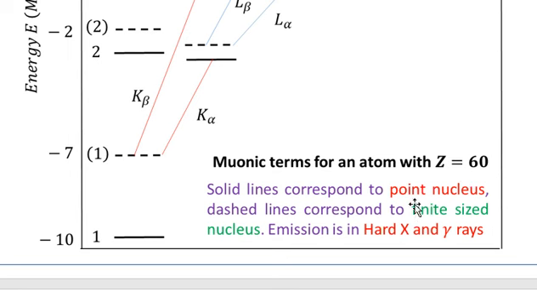Solid lines correspond to point nucleus. You can see the solid lines over here. These correspond to the point nucleus, and you can also see the dashed lines over here. Dashed lines correspond to the finite sized nucleus. So if we assume that the nucleus has a finite size, then of course the spectrum will contain dashed lines. And if we assume the nucleus to be a point source, then of course we have the solid lines over here. And the emission is in the hard X-rays and gamma rays.